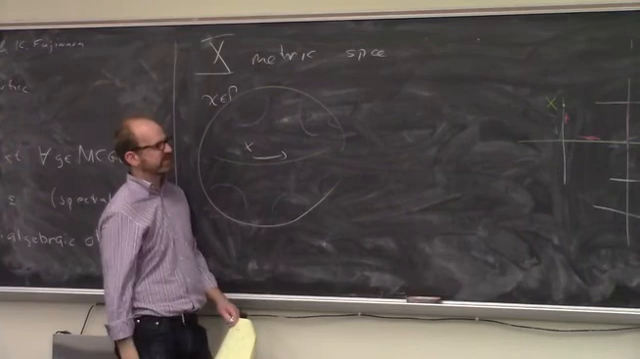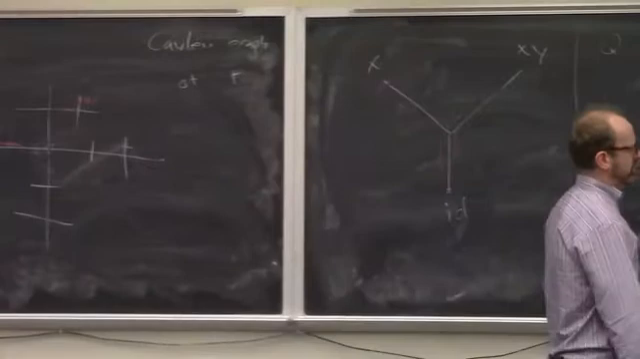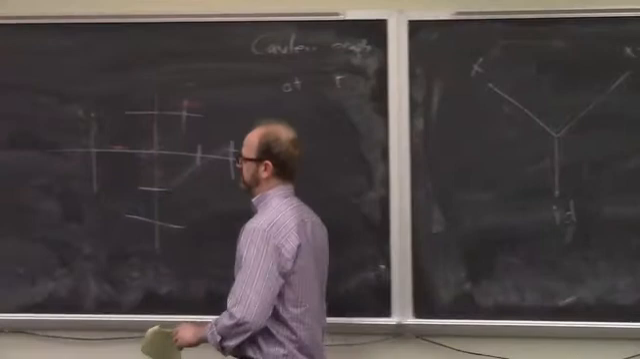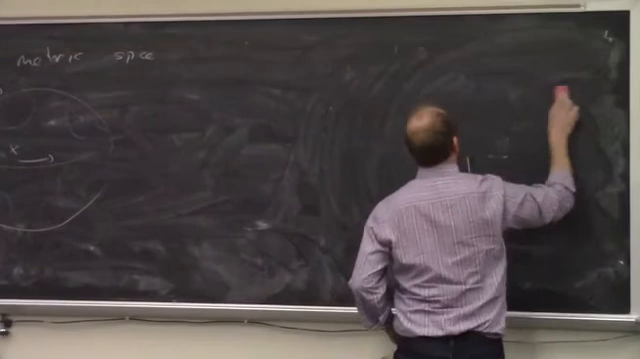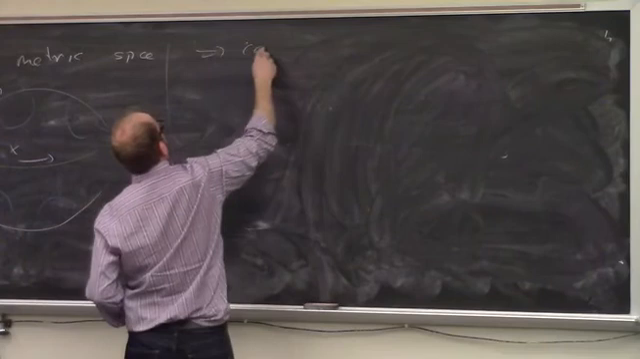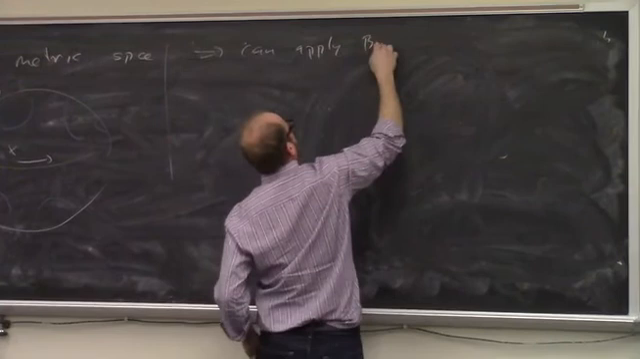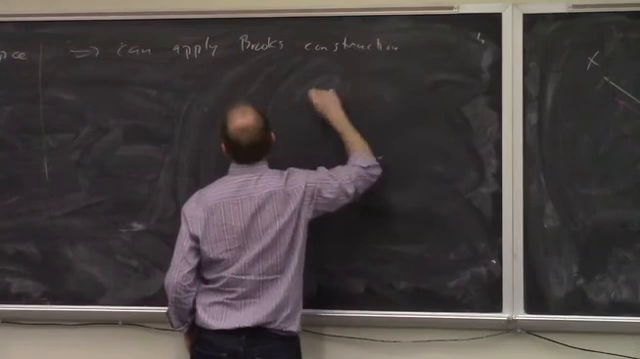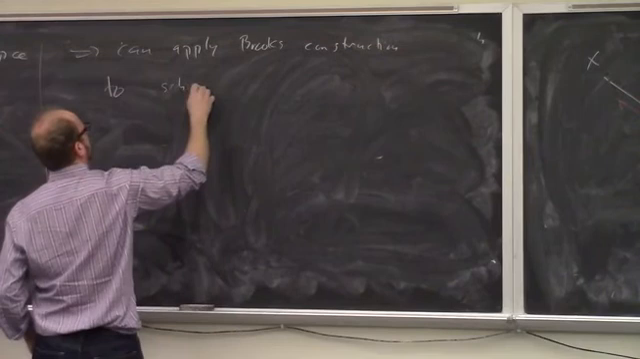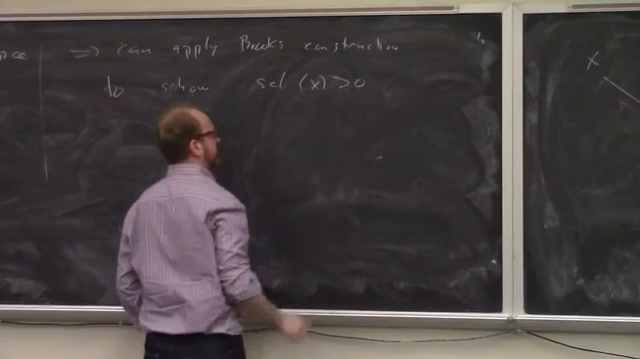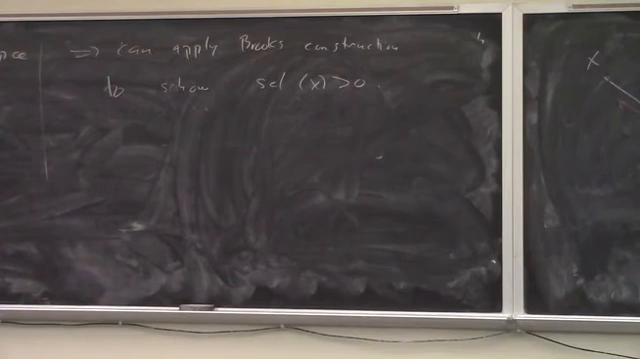Okay, so once I have this set up, the conclusion of the theorem is that I can apply the Brooks construction to show that the stable commutator length of this element is positive. And in fact, I can do it in a way that I have some control over what that positive number is. It's sort of related to the size of those projections.